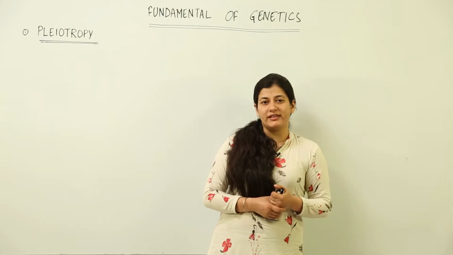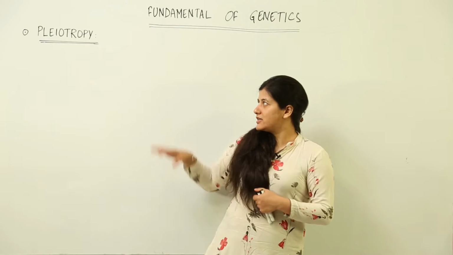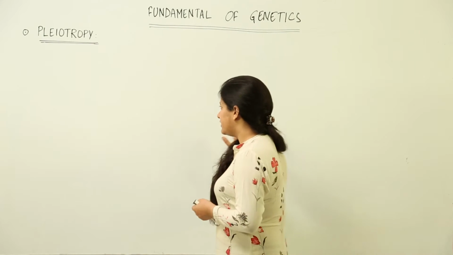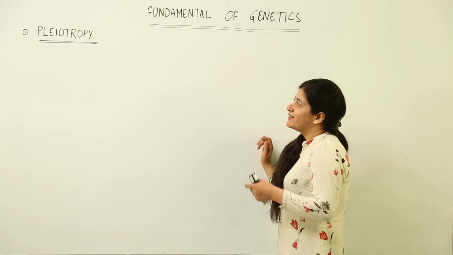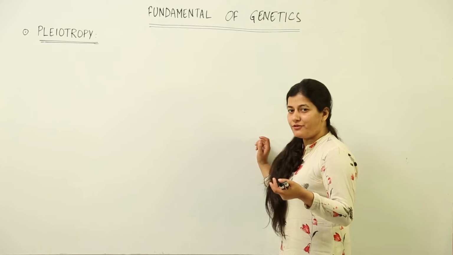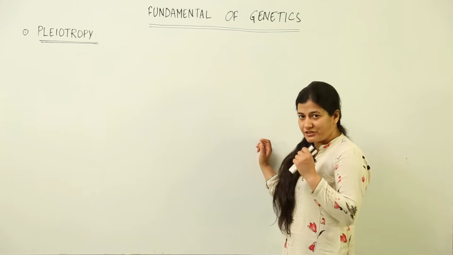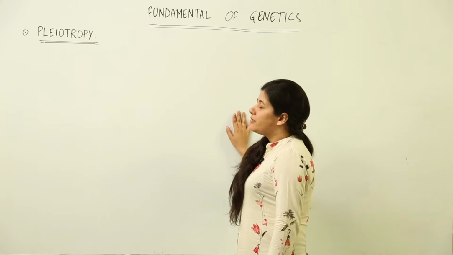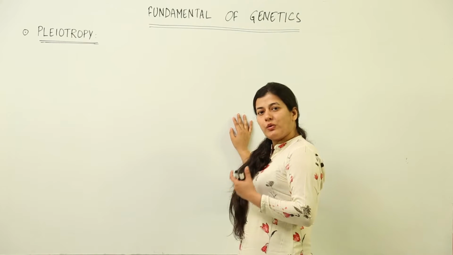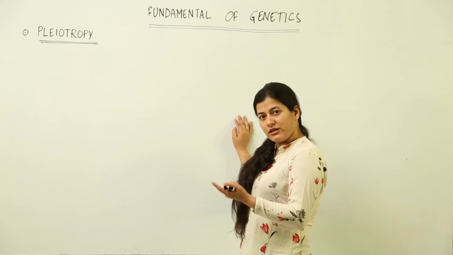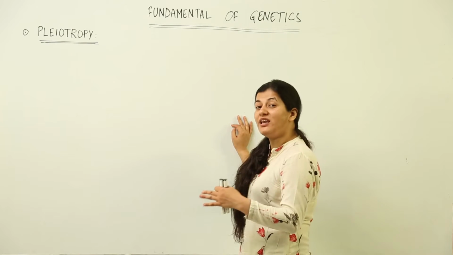Now the next topic that we have to study is that of pleiotropy. Now what is pleiotropy? Let us have a look at this term. This word is not going to give you any description in itself. You have to find the answer in the definition itself. Now what is the definition of pleiotropy? Pleiotropy refers to a condition where one gene expresses itself not just singularly in a phenotype but in many phenotypes.